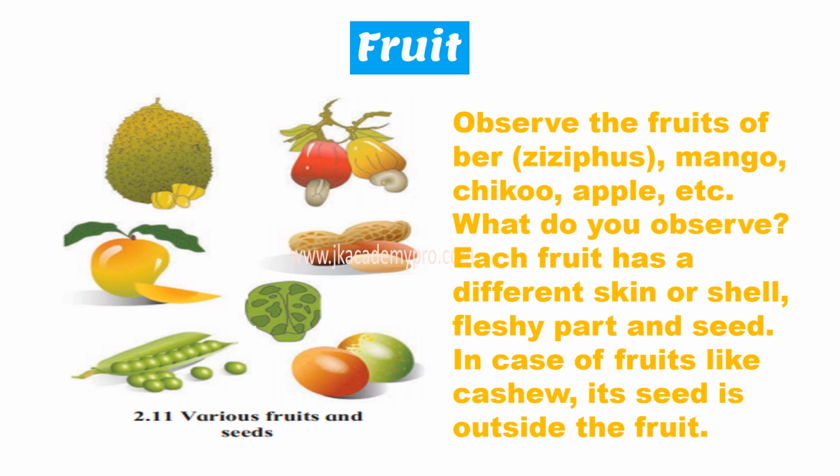Observe different kinds of fruits and jot down your observations in your notebook. So, observe fruits like pear, mango, chiku, apple, etc. What do you notice? Each fruit has a different skin or shell, fleshy part, and seed. Now, in the case of fruits like cashew, its seed is outside the fruit. So, note down all the different things that you see in the various fruits, and then you can compare your answers with your friends.